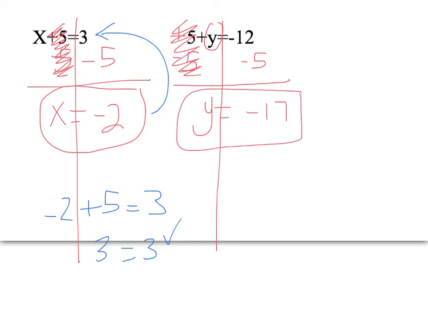If I plugged negative 17 back into the original equation, the left side would equal negative 12, the right side would equal negative 12, and I would know that I was right.